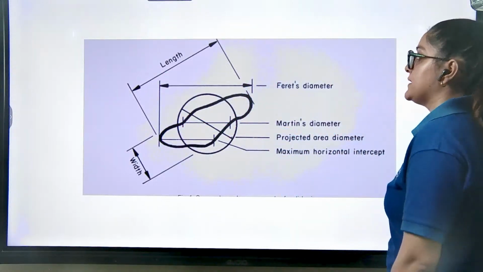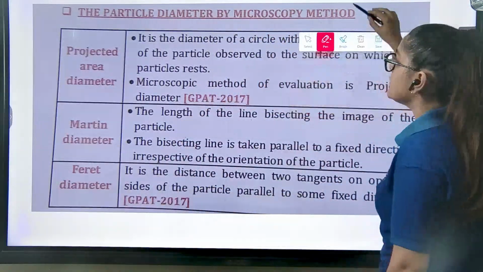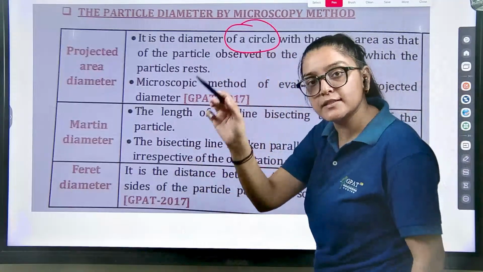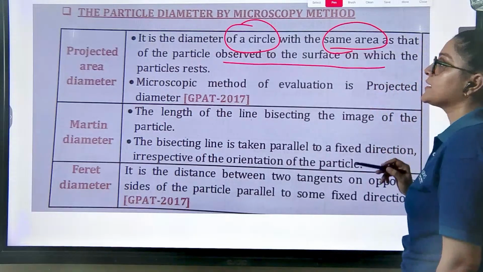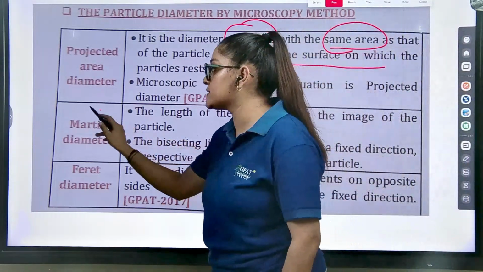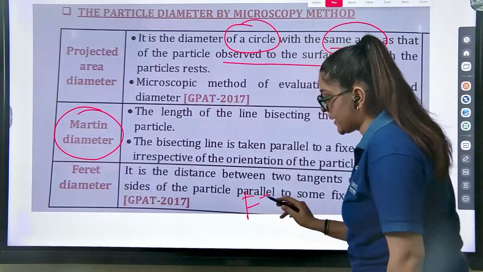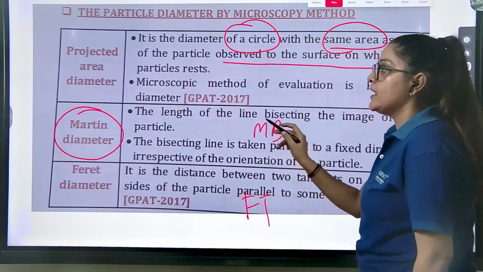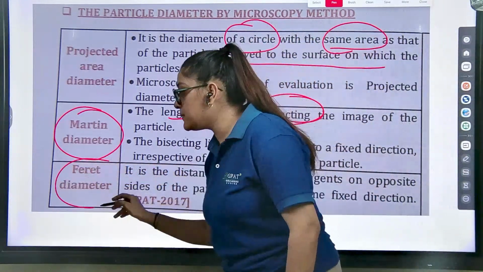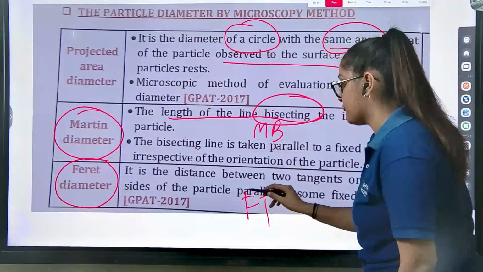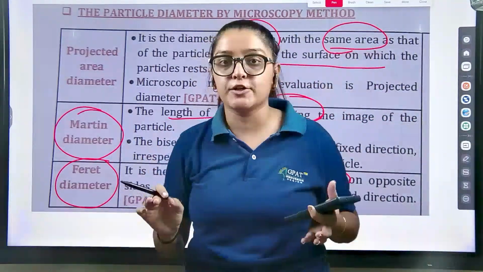Now let's read what it says. Projected area diameter is the diameter of a circle, considered to be in the shape of a sphere, having the same area when both are compared, right? When observed with a similar surface area. Then Martin diameter, MB: length of the line bisecting the particle. Feret's diameter, FT: distance between two tangents. I hope it is now clear to you all.